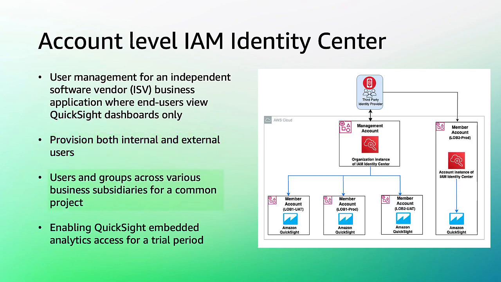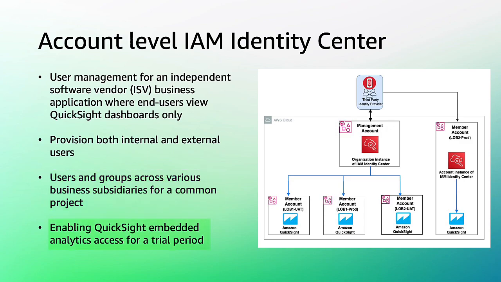Third scenario can be when you have various business subsidiaries and these subsidiaries have chosen and are maintaining users in separate identity stores for multiple reasons like regulatory compliance, subsidiaries operating in different countries, or mergers and acquisitions. Suppose they want to collaborate on a common project, and different users across these subsidiaries need to access and collaborate on the QuickSight dashboard. So you can enable access to QuickSight across various subsidiaries by creating an account level identity center instance and integrating it with QuickSight.